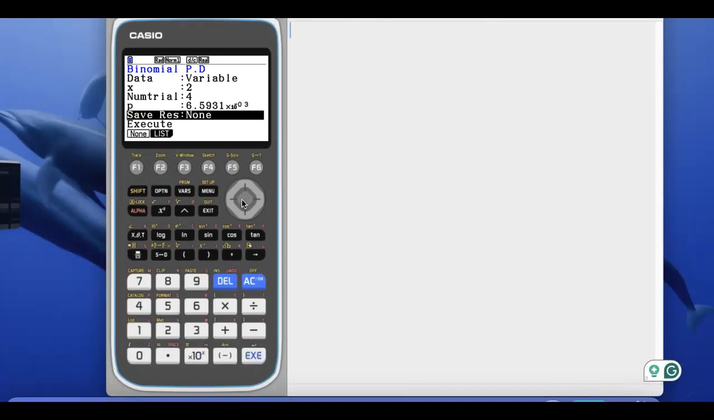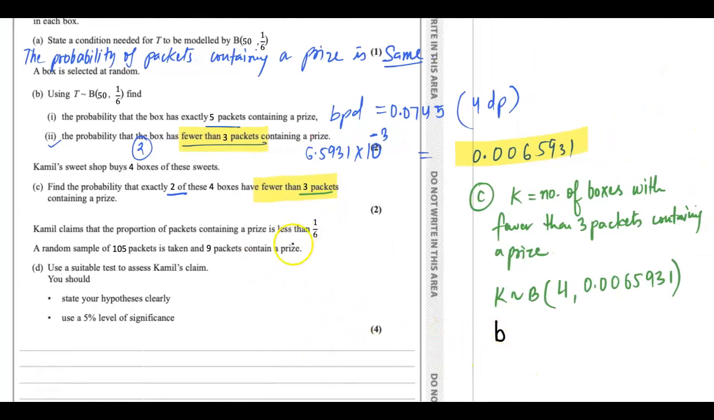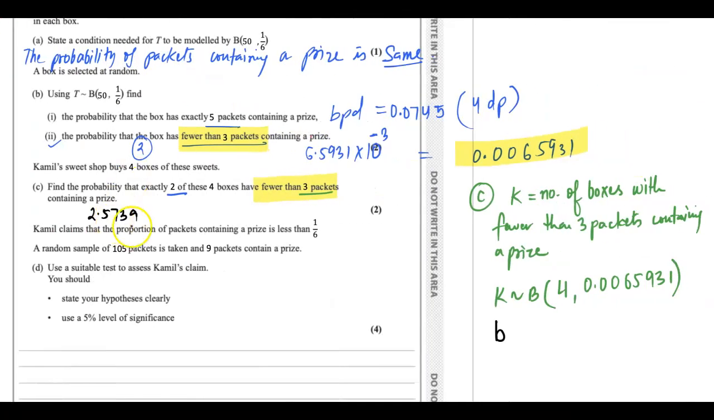If we execute, we get 2.5739 times 10 to the power of minus 4. That could also be written as 0.0025739.